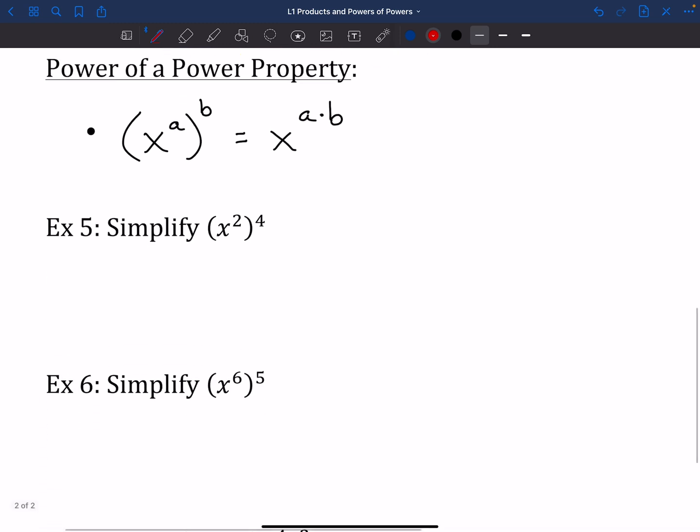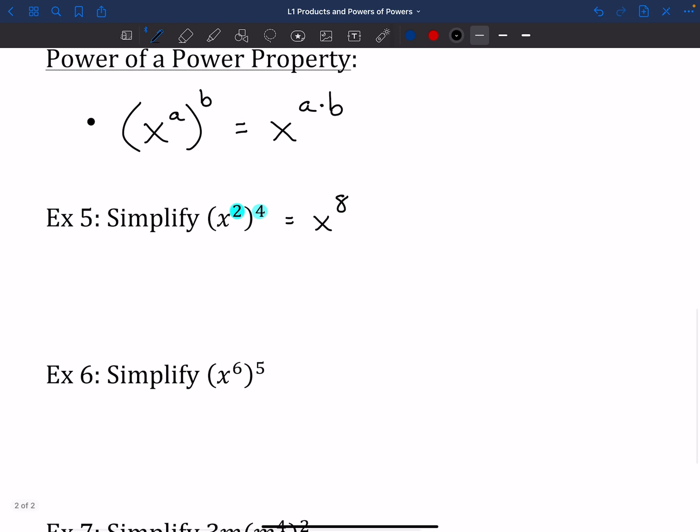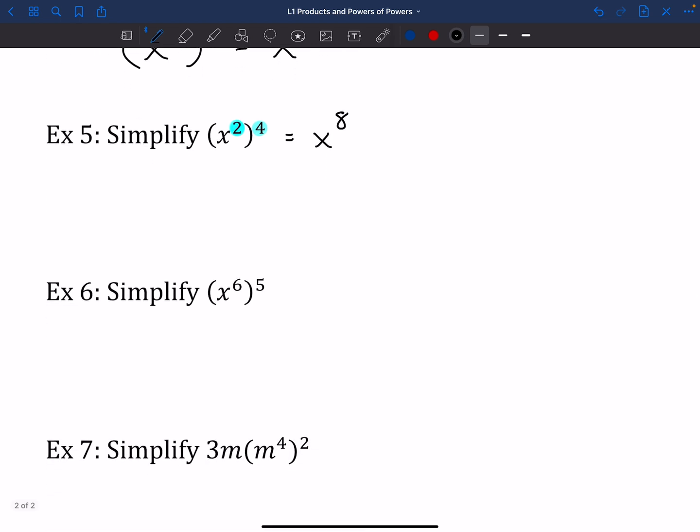So these ones hopefully will seem pretty easy. All we're going to be doing is multiplying the exponent on the inside by the exponent on the outside. Here I've got a 2 and I've got a 4. If I multiply those together, I wind up with x to the 8th power. Same kind of deal for x to the 6th to the 5th. I've got a 6, I've got a 5. If I multiply 6 times 5, it's going to tell me that I'm going to need x to the 30th power on the outside there.